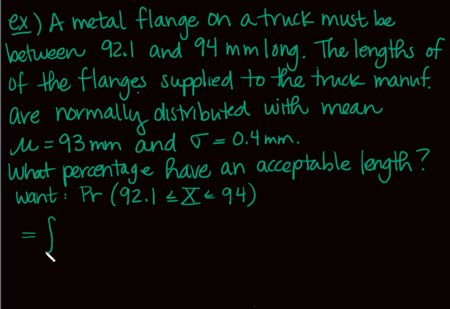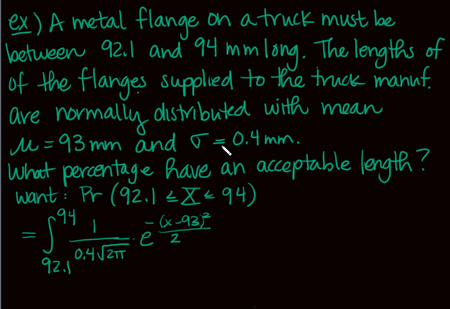That means I want to take the integral from 92.1 to 94 of that normally distributed density function. Remember back in the first section, I would have sigma times the square root of 2 pi, times e to the negative of x minus mu, which is 93 in this case, quantity squared, all over 2 times sigma squared, dx. So this is getting a little crazy.